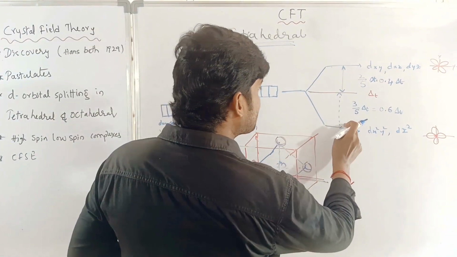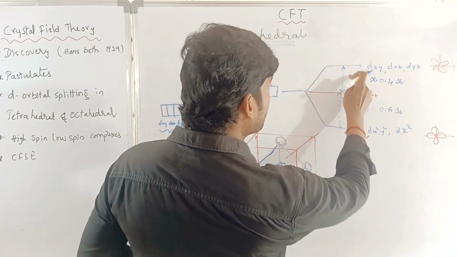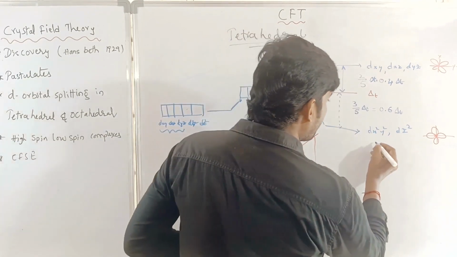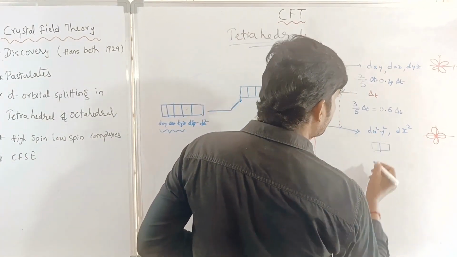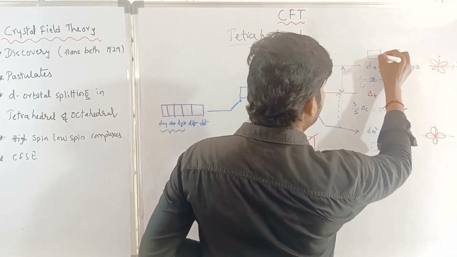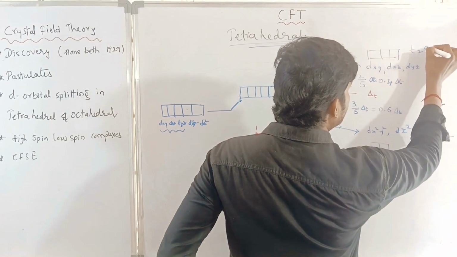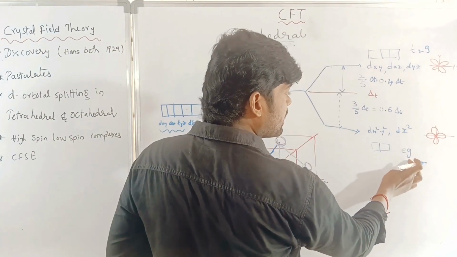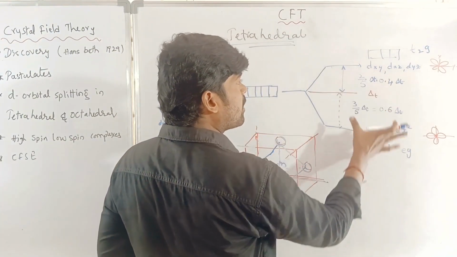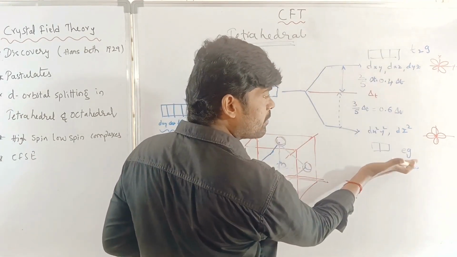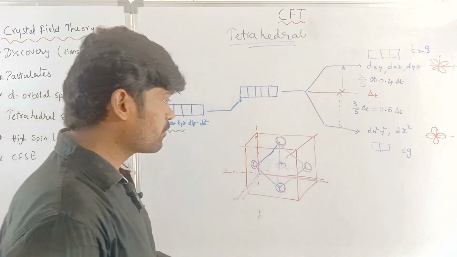Coming to the crystal field stabilizing energy formula. For example, here 2 orbitals are there, right? Here 3 orbitals are there. These 3 orbitals are called T2g. These 2 are Eg orbitals. So in tetrahedral complexes, T2g orbitals occupy higher energy, Eg orbitals occupy lower energy. Fine.